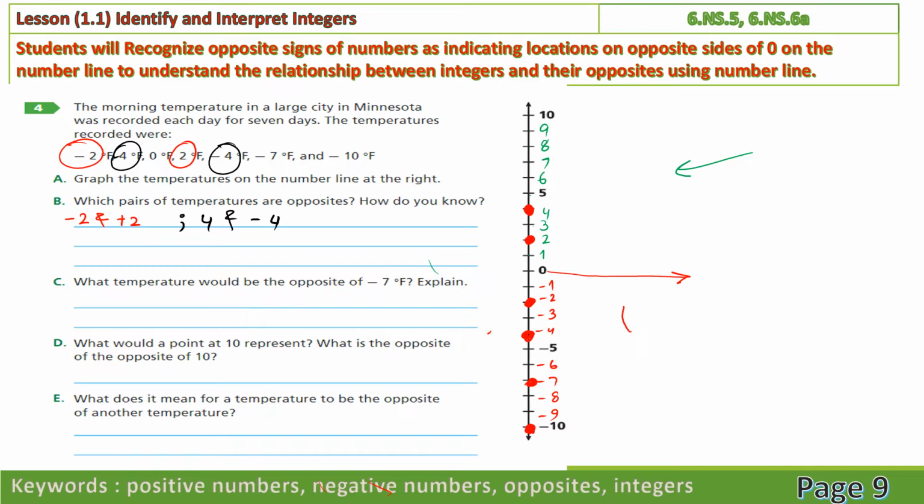What temperature would be the opposite of -7 Fahrenheit? Obviously, it is -7, so the opposite is +7 Fahrenheit.